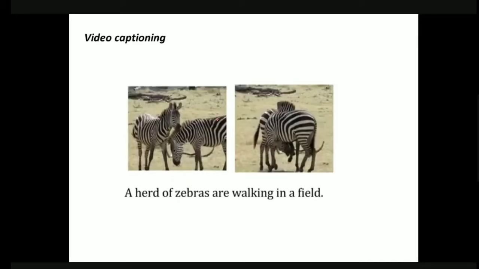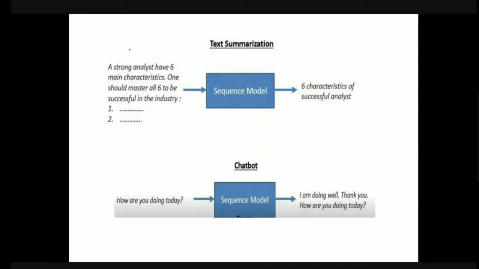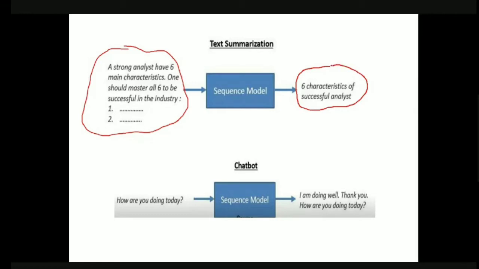Next, video captioning. If you see here on the left side and the right side we have some zebras, right? These zebras are walking in a field, not just zebras but a herd or a group of zebras walking in a field. So video captioning can also be done by sequence to sequence models. Next, text summarization. On the left, we have a text saying a strong analyst has six main characteristics, one should master all six to be successful in the industry, and then one, two, and so on. When we give this to the sequence model as input, it summarizes the text and gives the final summary: six characteristics of successful analysts. This is what we mean by text summarization.